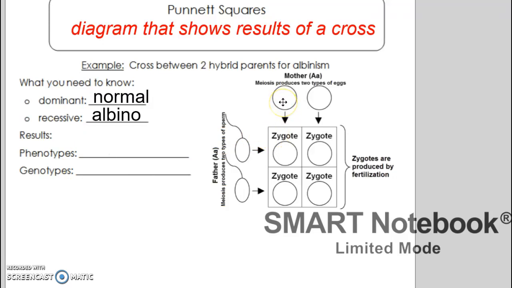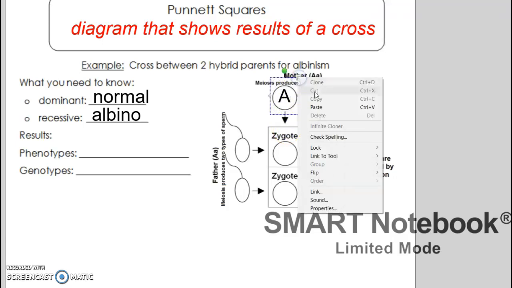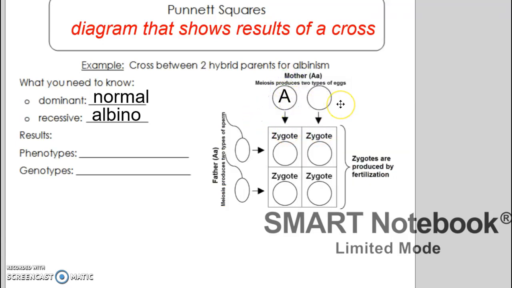In this case, the mom is going to produce two types of eggs. Some of the eggs are going to have the dominant allele. Some of the eggs are going to have the recessive allele. So what that's going to look like is we're going to have a big A for the mom, and we're going to have a little a also for the mom, okay?